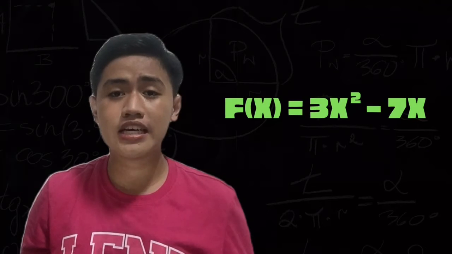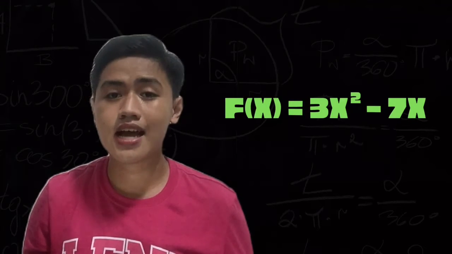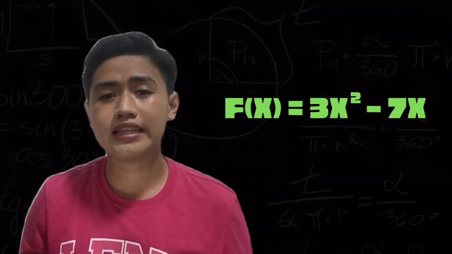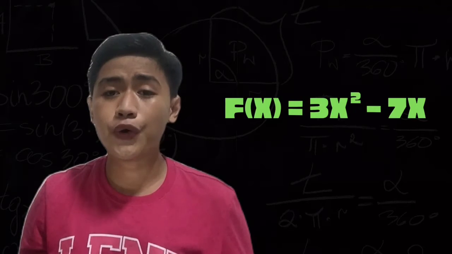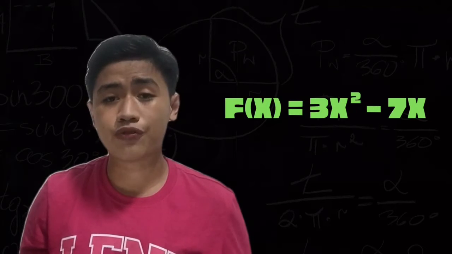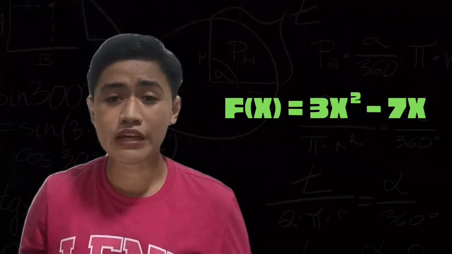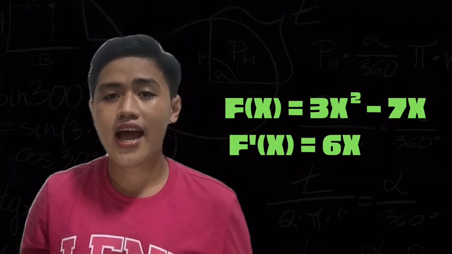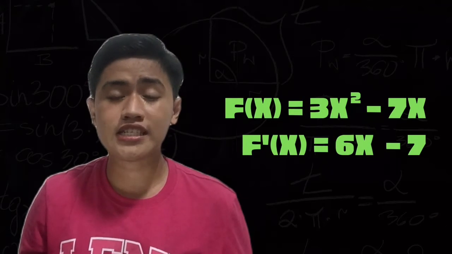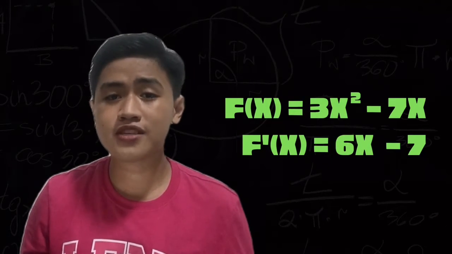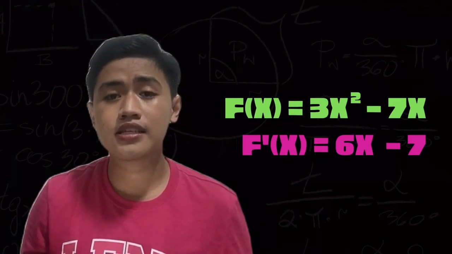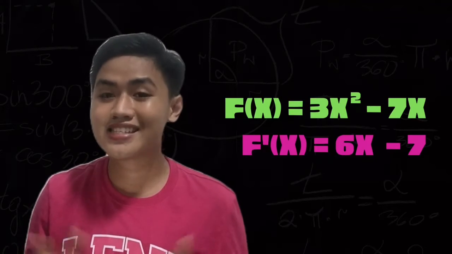Let f of x be equal to 3x squared minus 7x. In this given example, our operation is subtraction, wherein we get the difference of the function. Note that 3x squared is our g of x, while negative 7x is our h of x. Let us get the derivative of 3x squared using the power rule, and we get 6x. And then, the derivative of h of x, which is negative 7. So at this point, we now combine our answers, which become f prime of x equals 6x minus 7. See? It's easy.